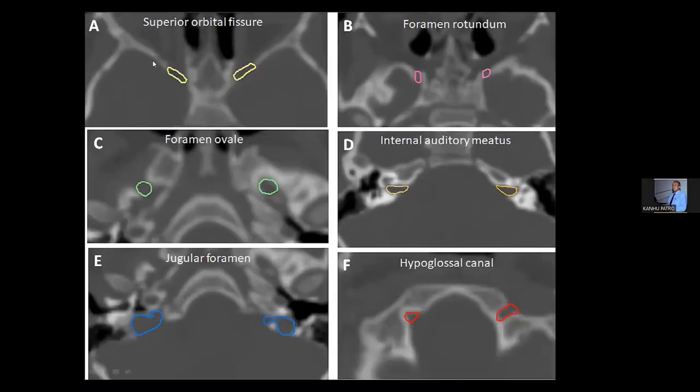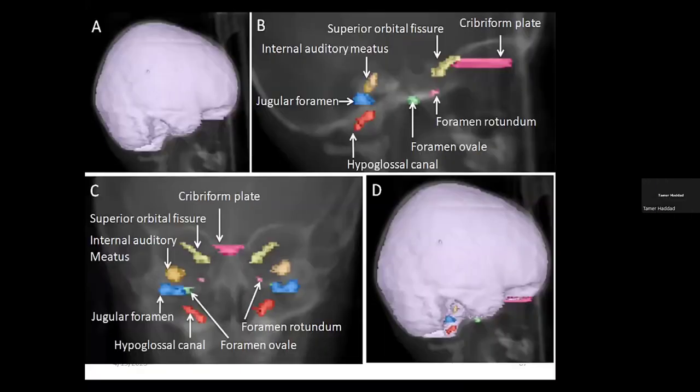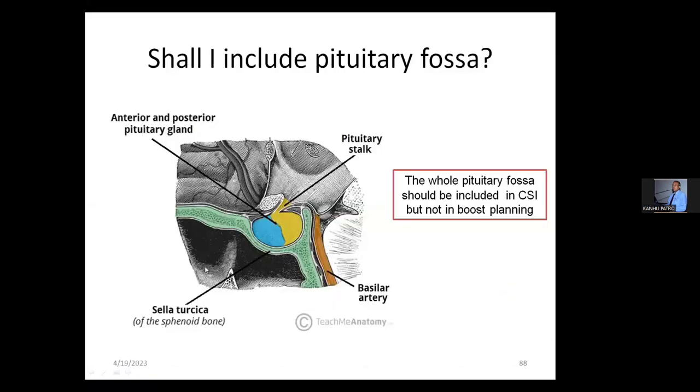So as you know, these are the superior orbital fissure, foramen ovale, jugular foramen, hypoglossal canal, internal auditory meatus, and foramen rotundum. You have to contour all these foramina. If you are able to find them, it is okay. If you are not able to find them, with the help of your radiologist, you can contour all these things. The chance of missing will be less. So this is how the foramina contours look. Then you give the margin.